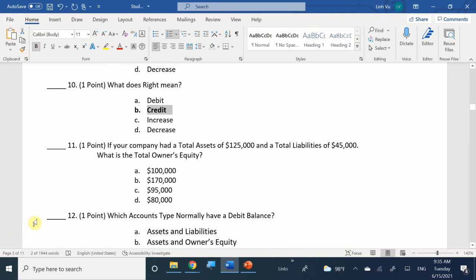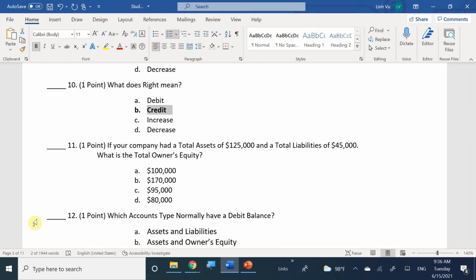And then here, number 11. If your company had total assets of $125,000 and total liabilities of $45,000, what is your total owner's equity? D, 80,000. How did you figure that number out? The total assets minus the liabilities.